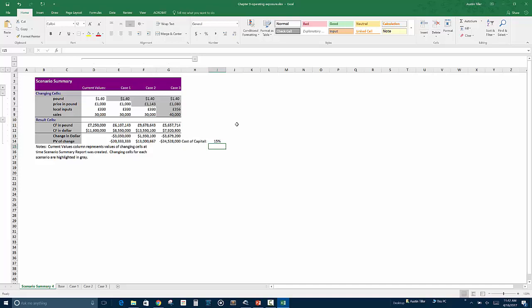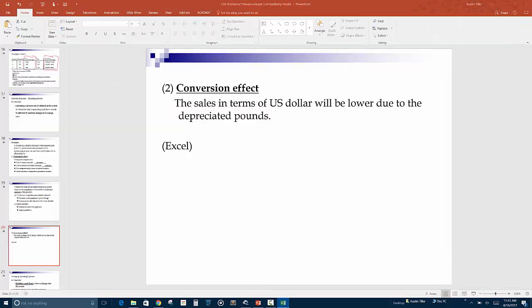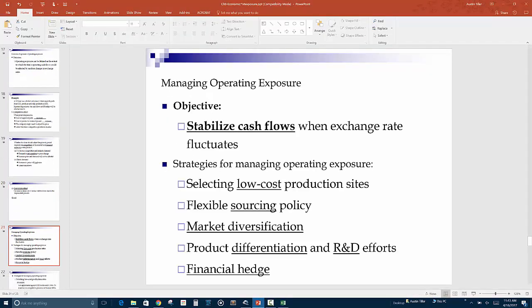Alright, any questions on this exercise? Alright, let's go back to the PowerPoint slides, and we want to know how to manage operating cash flow exposure. Now the key is to stabilize cash flow. We don't want our cash flow to fluctuate too much. When there's fluctuation, that represents risk. When there's risk, investors will tend to depress the stock price. So we want to stabilize it.